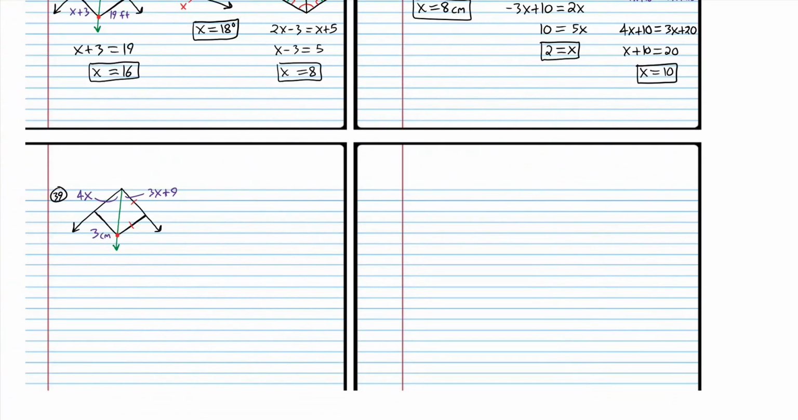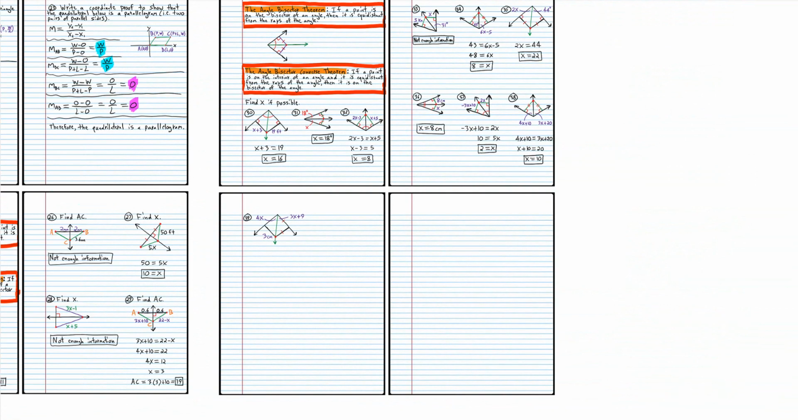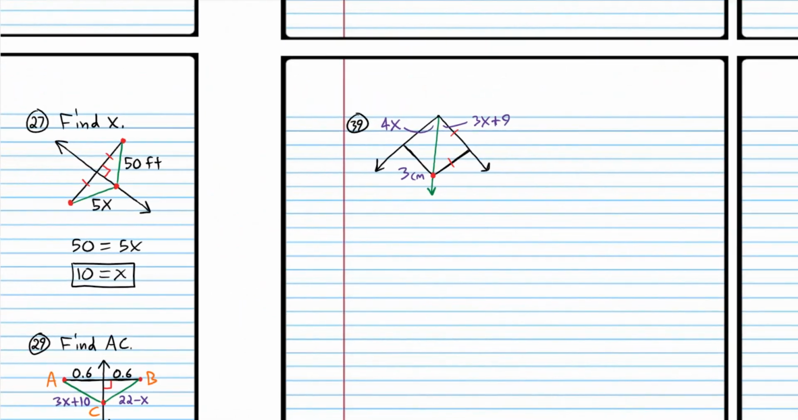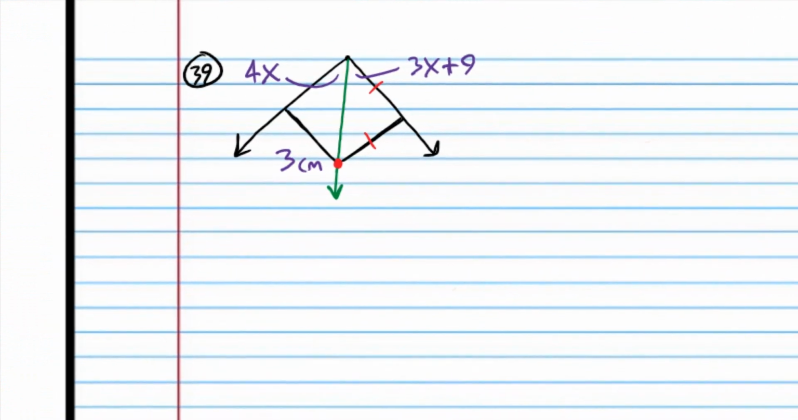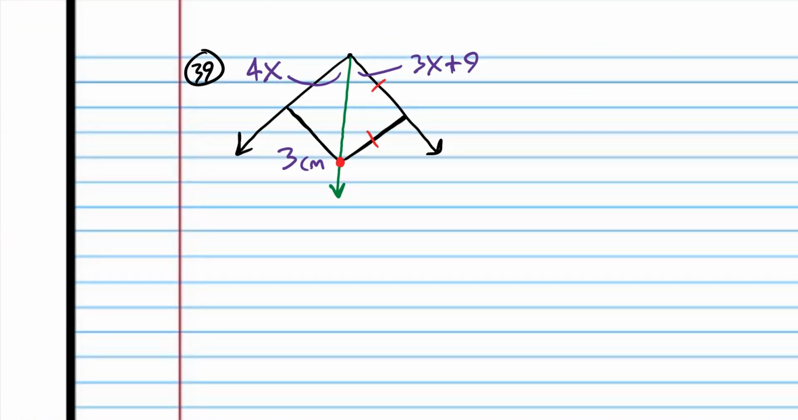All right, it looks like we have one more problem for this entire class. Go ahead and try number 39, and when you come back, we'll do it together. 39's got a little trick there, so be careful. Go ahead and attempt that. When you come back, we'll do it together.